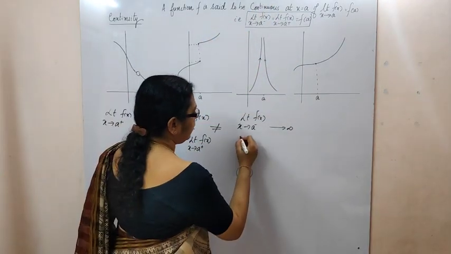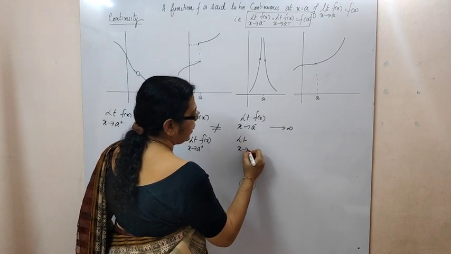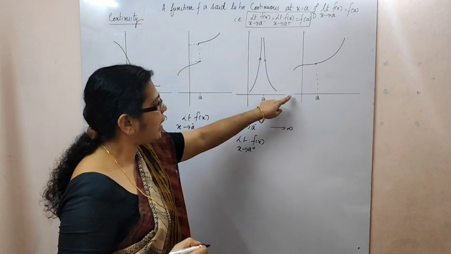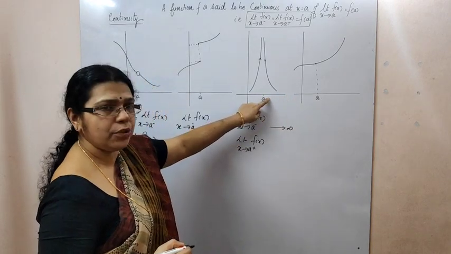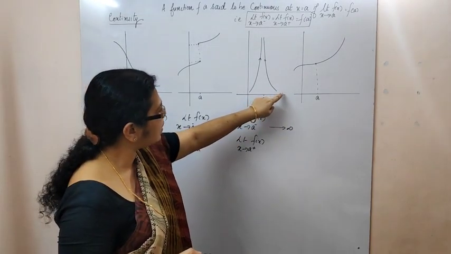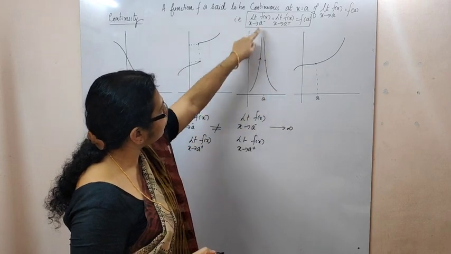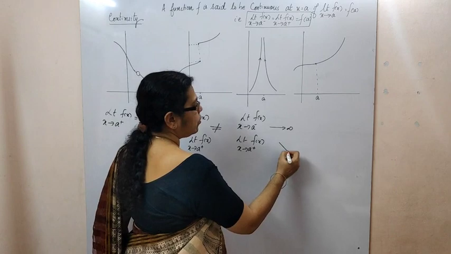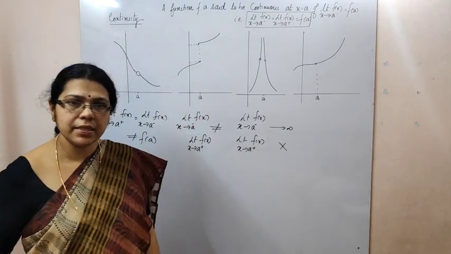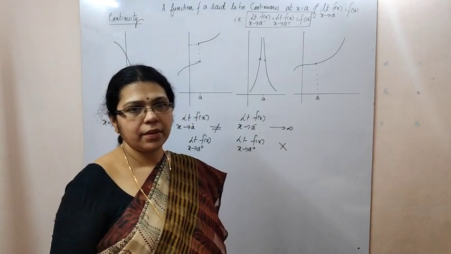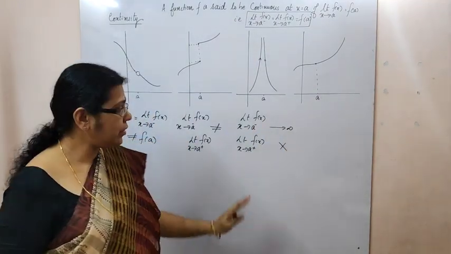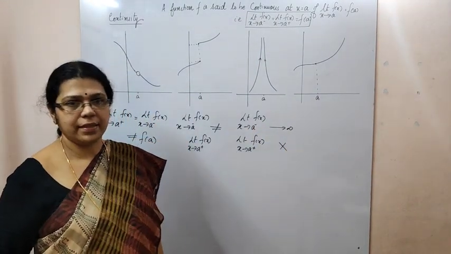What about the limit from the right hand side? That is limit x tends to a plus f of x. As the value of x tends to a from the right hand side, you see the value of the function is also tending to infinity. In this case also we say that the limit doesn't exist. Okay, in all these three cases the function's limit doesn't exist.